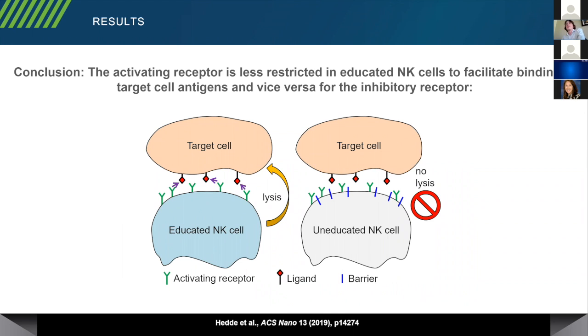So this prompted us to come up with a model. Our hypothesis of what's happening is that the activating receptor is less restricted in educated natural killer cells to facilitate binding to target cell antigens. So if we want to make this identification process quick and efficient, we need to make sure that the receptors are flexible to move, to dock to the targets. Whereas in the uneducated cell, for the activating receptor, we don't want this. So it's better to have rigid, inflexible structures. And the inverse is true for the inhibitory receptor.